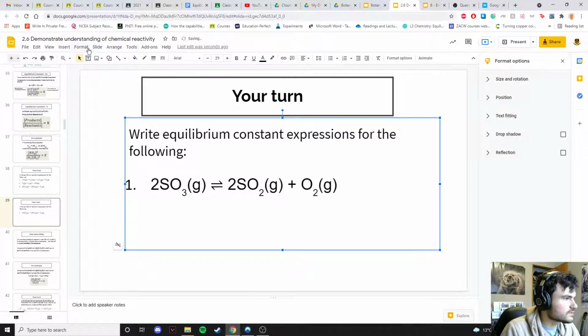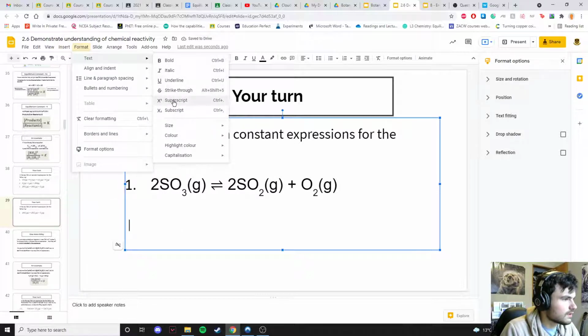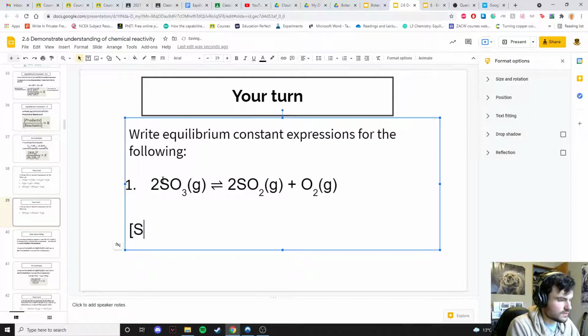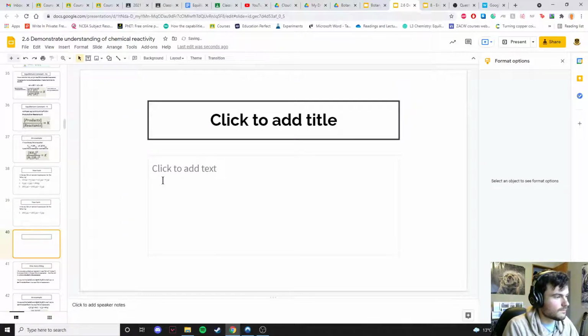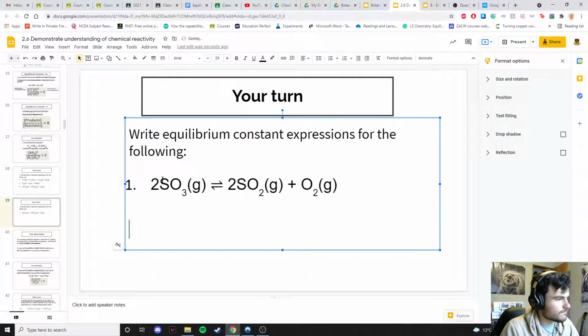We're going to take the concentration of the SO2. And there's 2 moles of it, so we're putting it to the power of 2 here. Next, O2, there's no number in front, so we don't have to put it to the power of anything. So what we can just do is say square bracket O2.